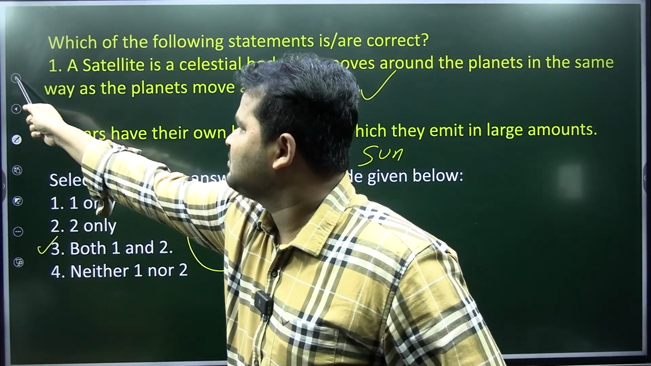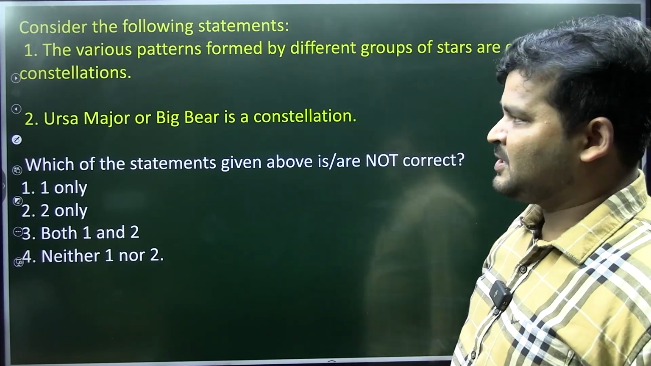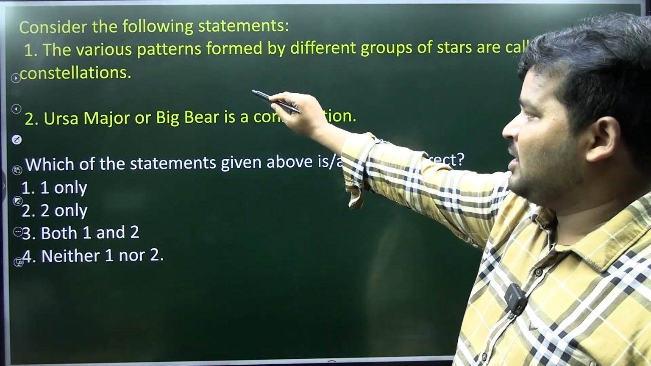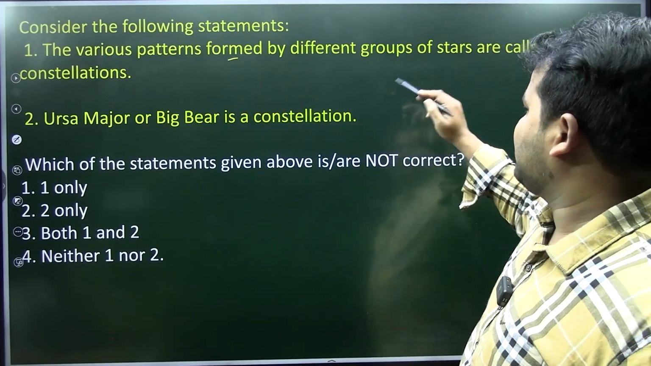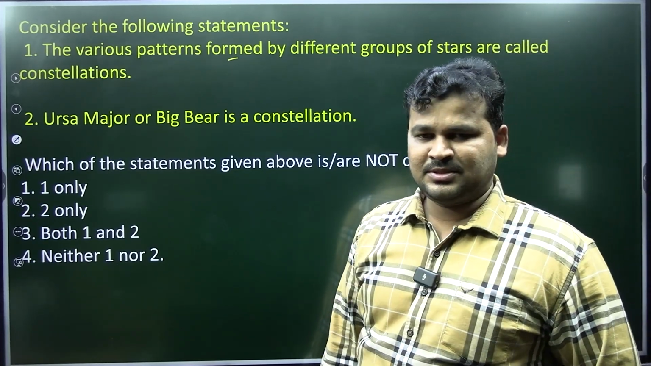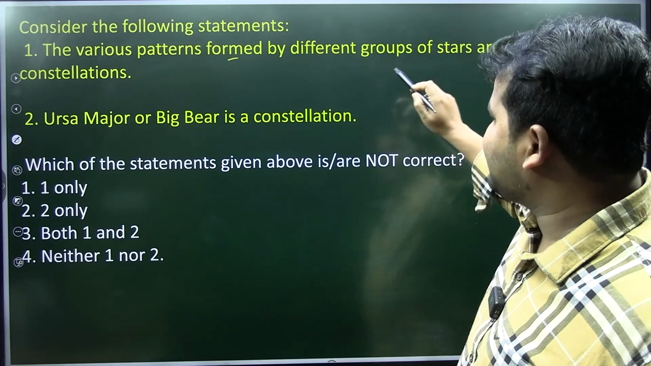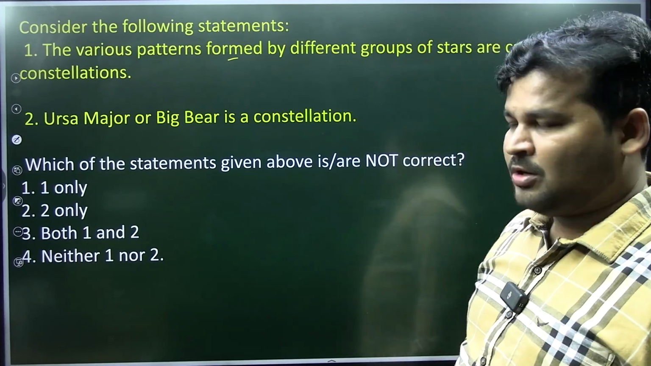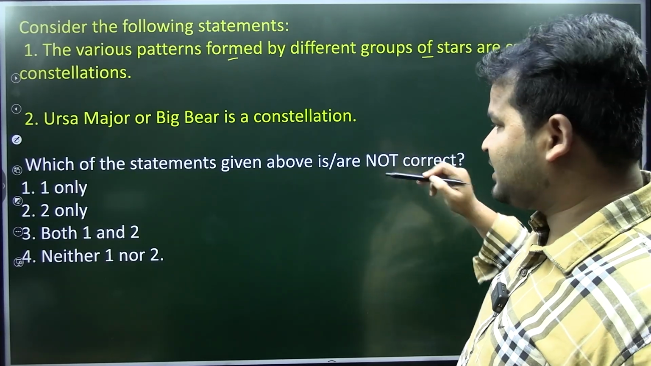Next after that, one more question. Consider the following statements. 1. The various patterns formed by different groups of stars are called constellations. Is it true or false? You have to find which is not correct, right?